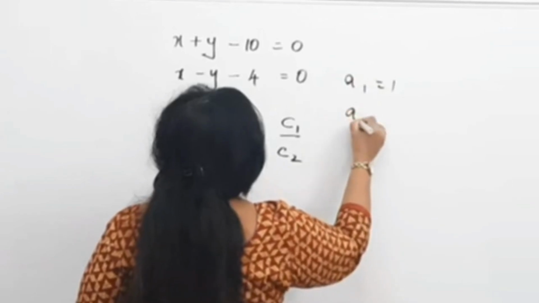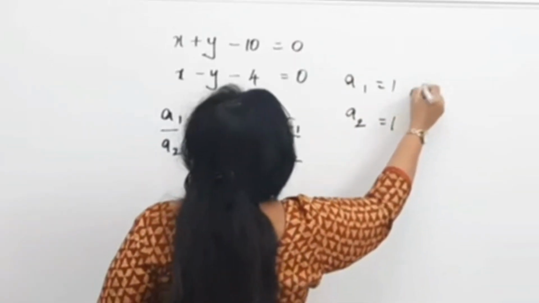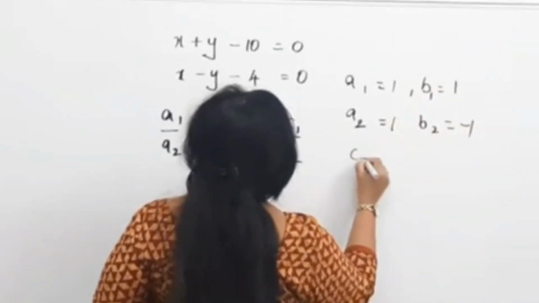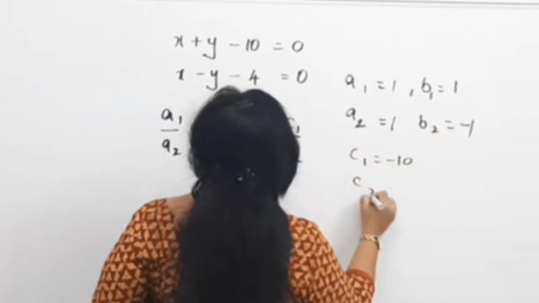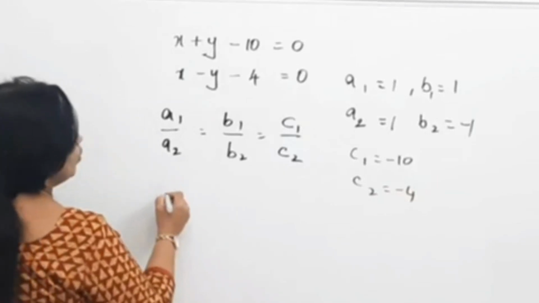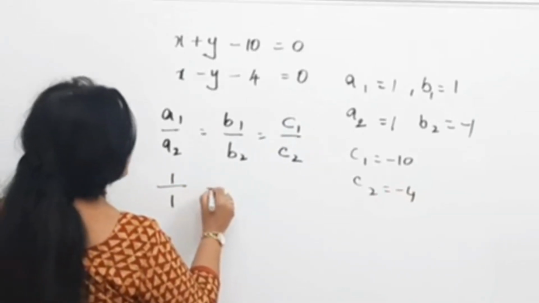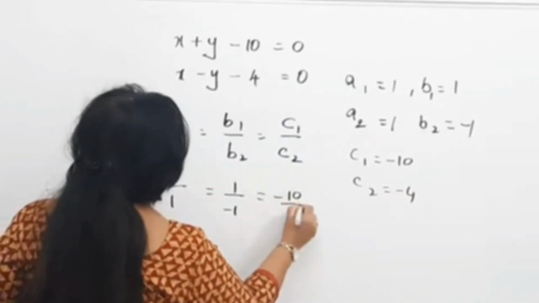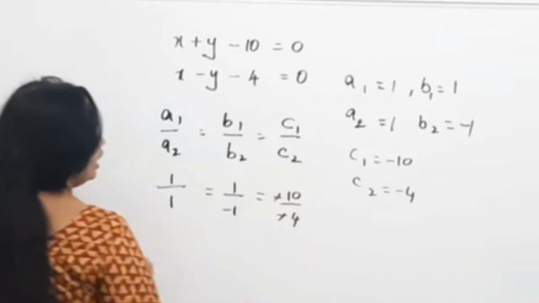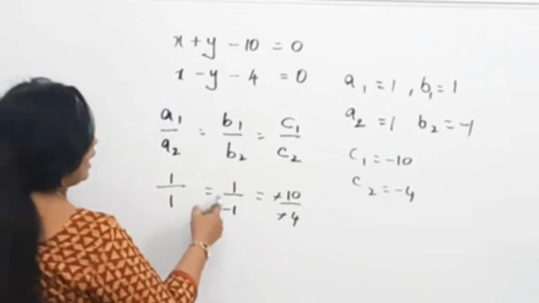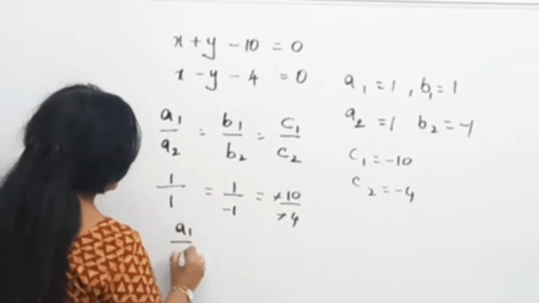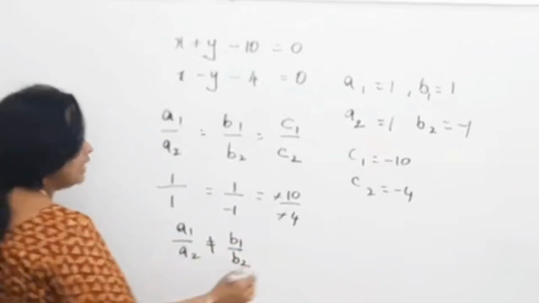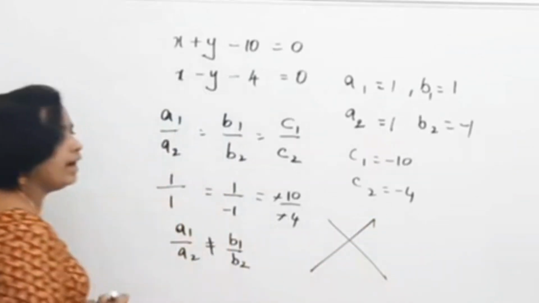a1 is equal to 1 and a2 is equal to 1, b1 is equal to 1, b2 is equal to minus 1, and c1 is equal to minus 10 and c2 is equal to minus 4. So let me substitute. 1 by 1 is not equal to 1 by minus 1, which is not equal to minus 10 by minus 4. This gets cancelled. So I have a1 by a2 is not equal to b1 by b2. That means they are intersecting lines.